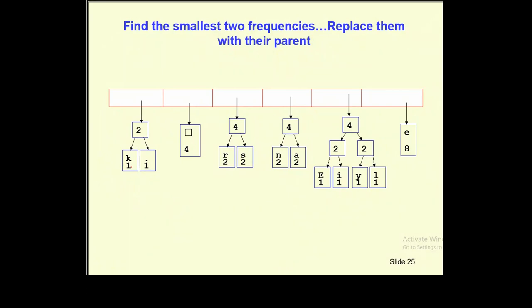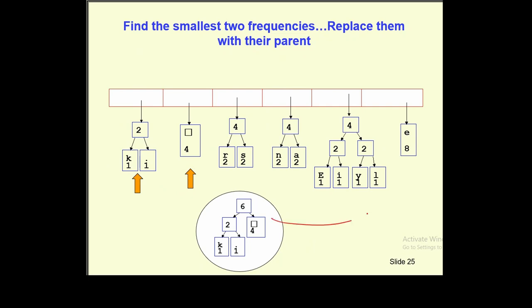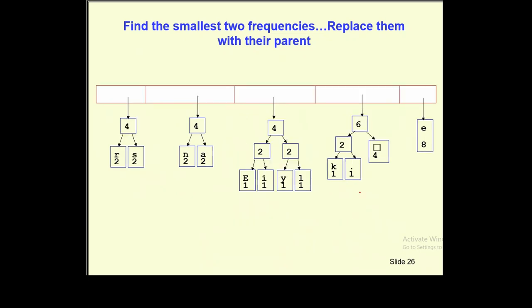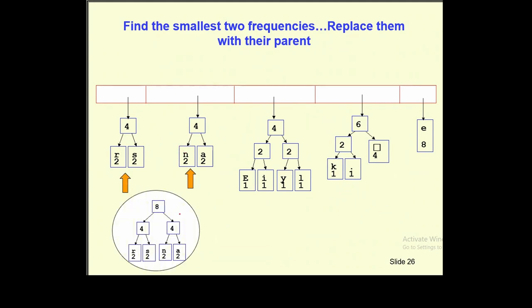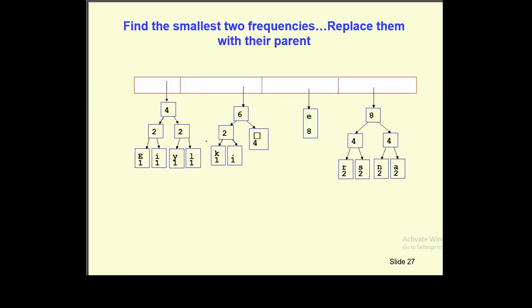Then 2, this one and this one. We will have a tree like this with root 6, so 2, K, and it is 4. We'll place it at this place. Then 4, 4. What we can do is simply merge them. This will be the merge tree 8, with 4, 4, this R, S, and A. Just place it after this E.